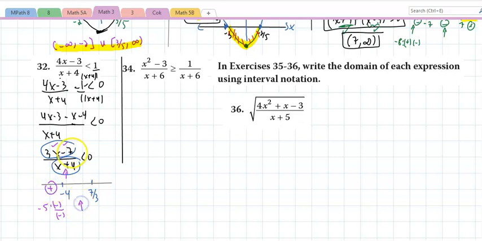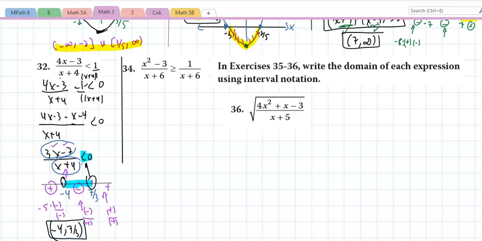If I pick 0, that will be 0 minus 7, that's a negative. 0 plus 4, that's a positive. And if I pick 5, 15 minus 7 is positive, and 5 plus 4 in the denominator is positive. And I want to know, where is this less than 0? Isn't less than 0 meaning negative? And these points are not included. So my answer here would be negative 4 to 7/3.